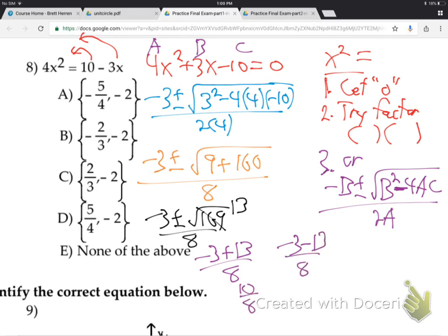That's 10/8, which reduces to 5/4. And the other one, minus 16/8, which is negative 2. So negative 2 and 5/4. There it is, D. Good on that? Remember x squared equations? Get a 0, try to factor, or do the quad. If you factored it, that would have been even quicker. Questions?